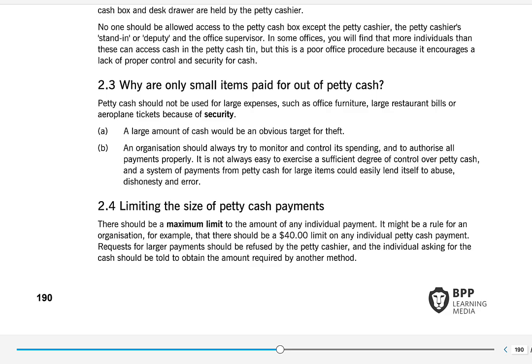Reason 4. Petty cash is designed for small items. Petty cash is for small everyday expenses. For example, small stationery items, small travel costs, or small urgent purchases. It is not for expensive items.